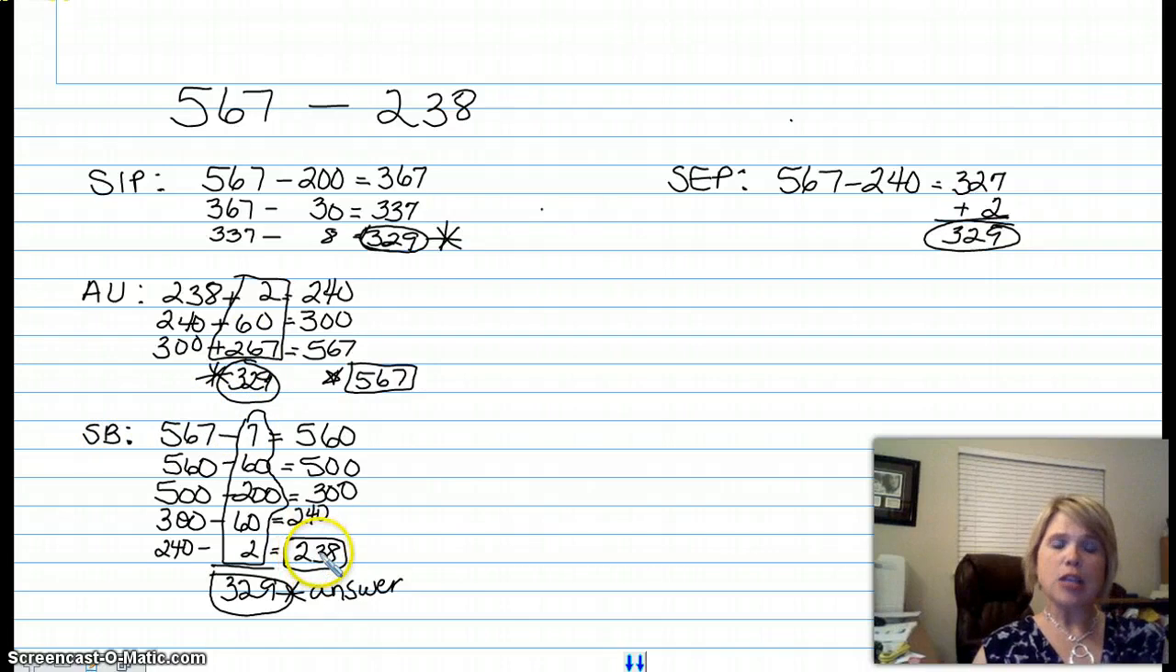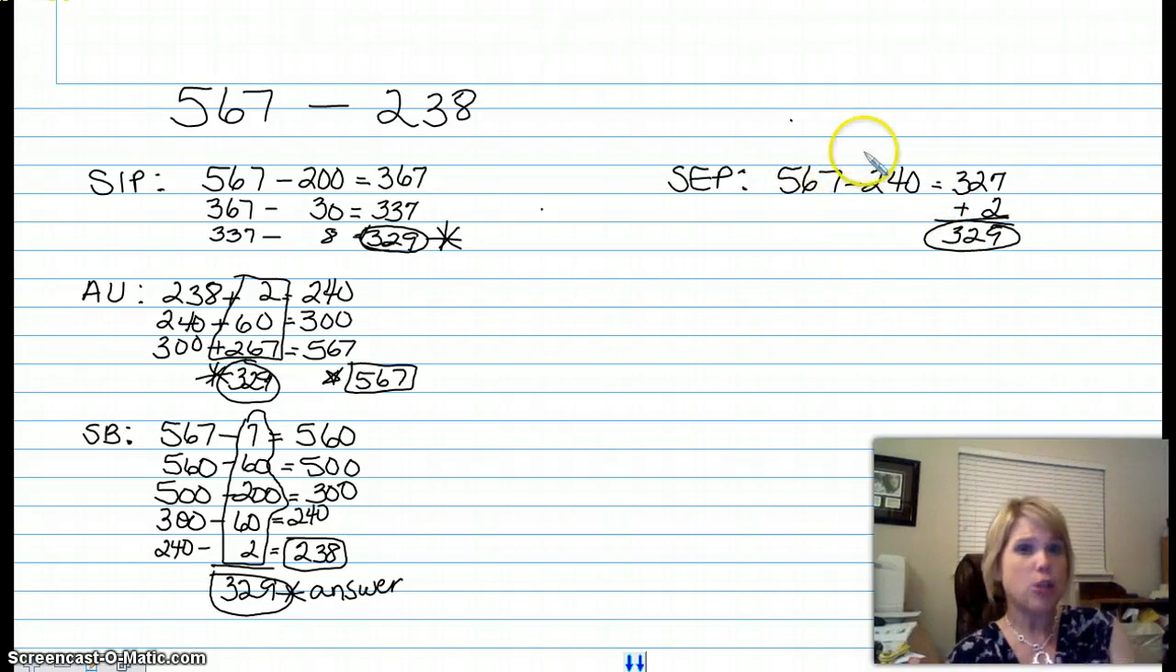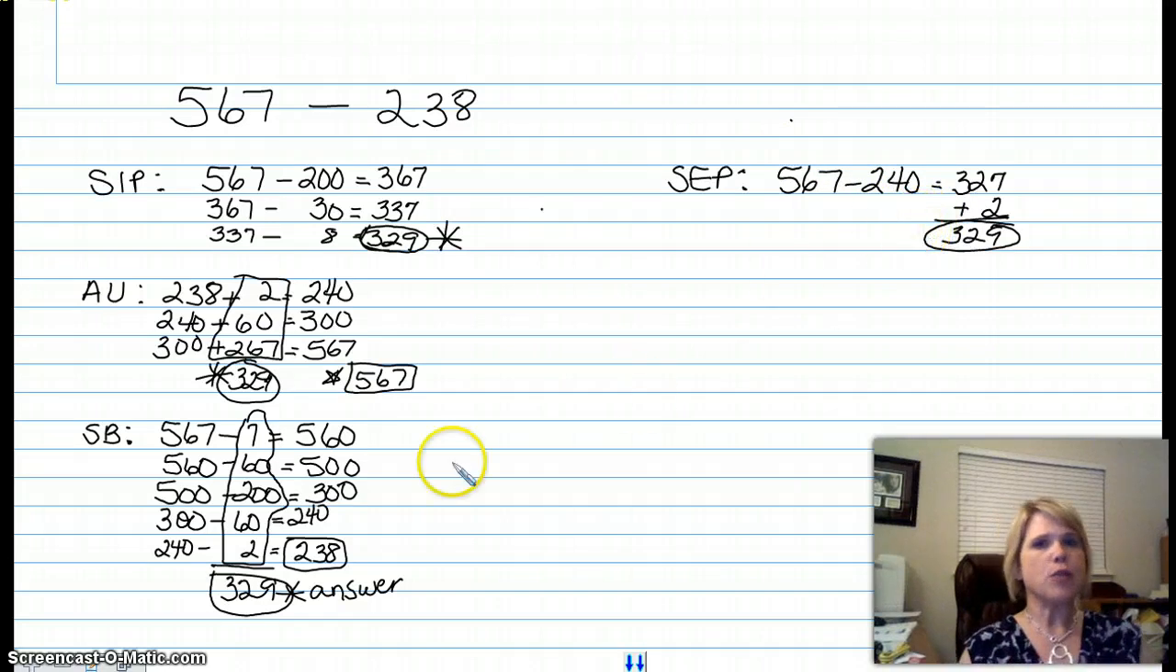Subtracting back, I started with my number. I needed to get to my 238, and so I found out what was in between by subtracting back. So look at what I did on that. And then solve an easier problem: I took my 238 to 240 because that was easier to do in my head. And then because I took away too much, I had to add the 2 back on to make up for it. And so I still got the answer of 329.